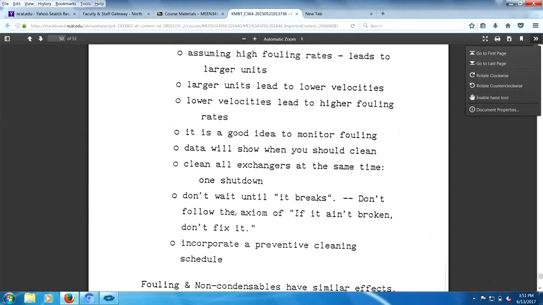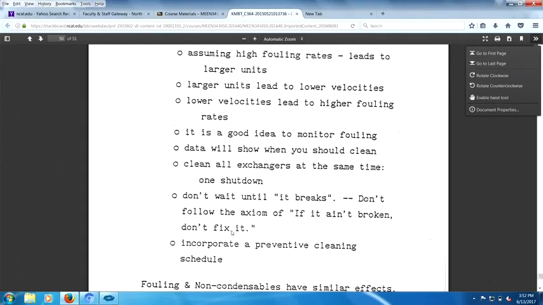There's two things you have here. You have, if it ain't broken, don't fix it. Now that's a fairly good statement. There's nothing wrong with that. Then you have the other one, don't wait until it breaks. That's another one, preventive maintenance. They're contradictory. Both of them are quite good statements, mind you.